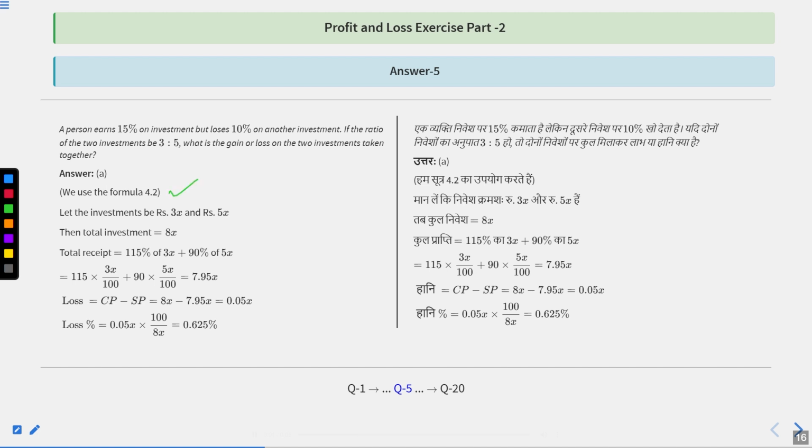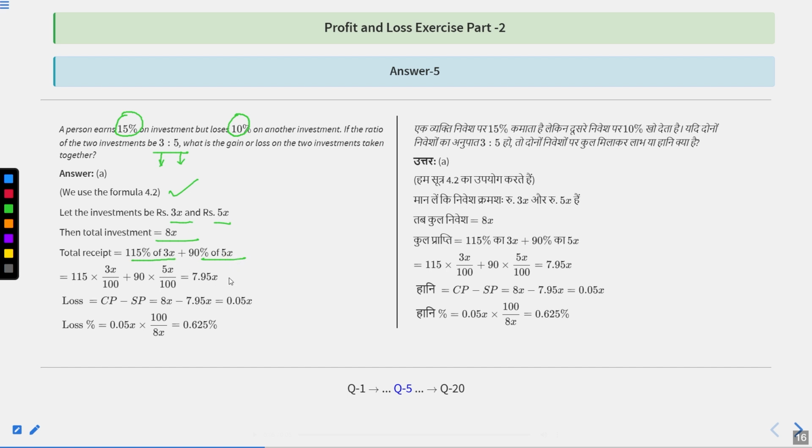Now we are going to use formula 4.2. Let the investments be 3x and 5x, because the ratio of the investments is 3:5. Clear? So what will be the total investment? We add, so 8x. The total receipt is 115% of 3x plus 90% of 5x, because he earned 15% on the first investment and lost 10% on the second investment. So the first investment is 3x and the second is 5x.